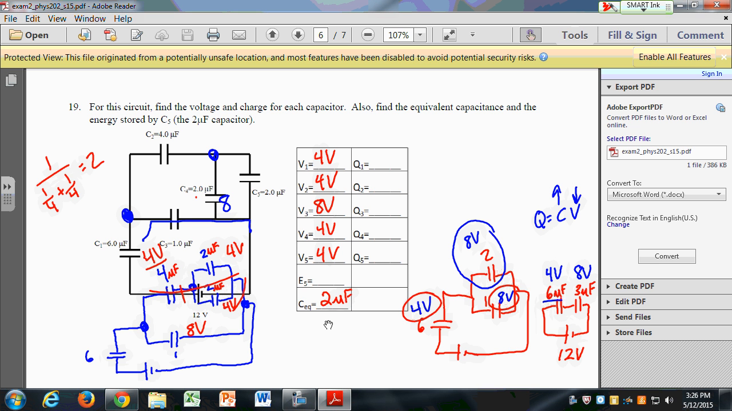And then to find Q, you just do Q equals CV. So once you know the voltage and the capacitance, it's really easy to find the third thing. What's the E5 again? E is your energy, and it's just 1/2 CV squared. That's on your equation sheet, but it's just the energy stored. So for E5 it would be 1/2 times C, which was 2 microfarads, times 4 squared, 16. So 16 microjoules.